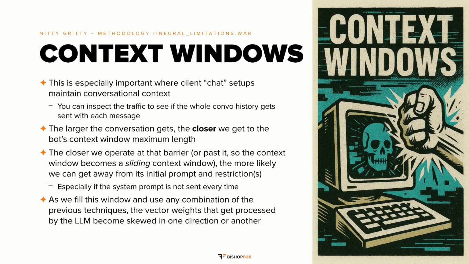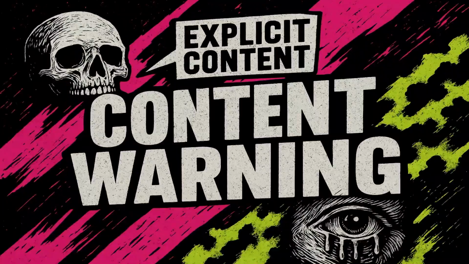This is especially true if the system prompt is not sent with every new message added to the conversation. So as we fill up this window and we use any combination of the previous techniques that we've discussed, these weights get processed by the LLM and become skewed in one direction or another. And the more likely the LLM will operate outside of its guardrails. With that said, that's an overview of this adversarial prompt exploitation technique.